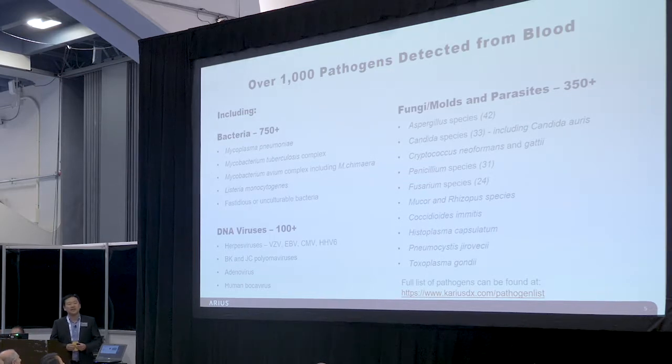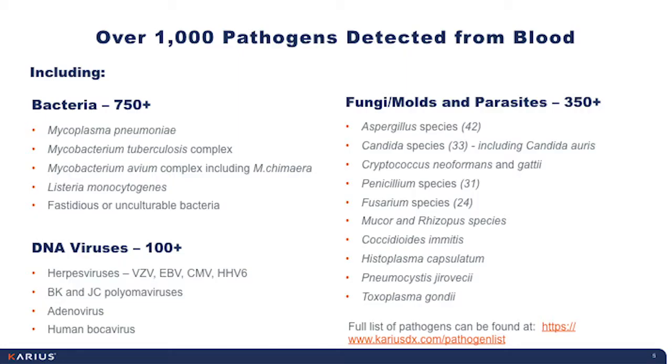The test itself identifies over 1,000 different pathogens across bacteria, both culturable bacteria and unculturable, DNA viruses, and then you can see the list of eukaryotic pathogens, both yeast and molds, Aspergillus, non-Aspergillus molds, and also other difficult to diagnose eukaryotic pathogens listed there. You can find the full list of the pathogens on our website.